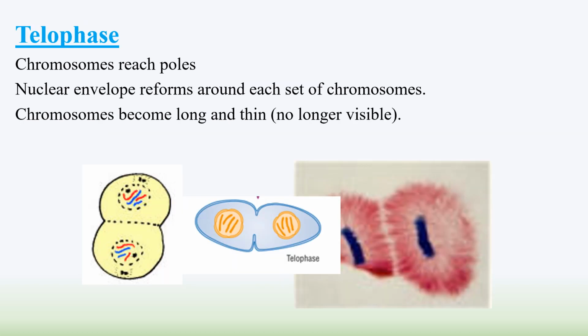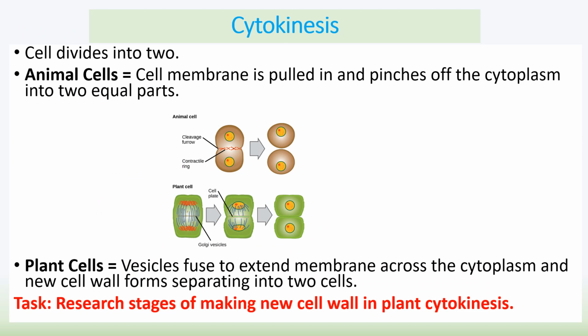And the final stage is telophase, which is when the chromosomes reach the poles, and then the first thing that happens is the nuclear envelopes reform. So you end up with 1 cell at this point with 2 nuclei in it, and the chromosomes then stop being able to be seen because they become long and thin, so they are no longer visible in the cell.